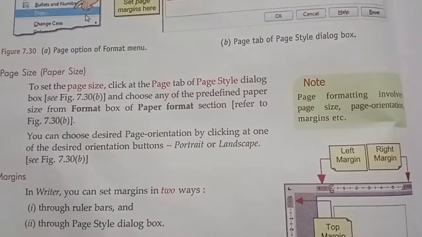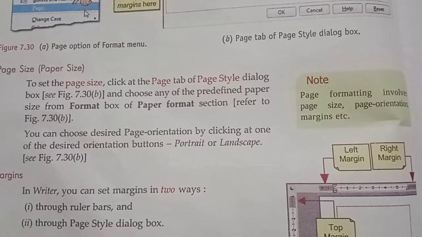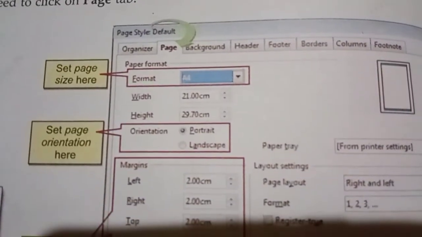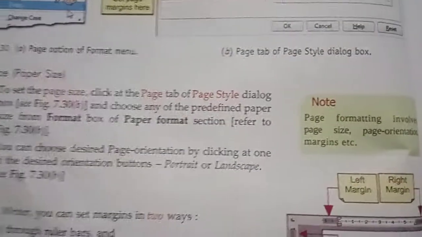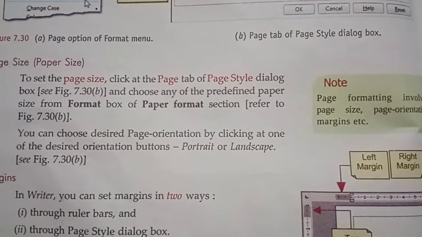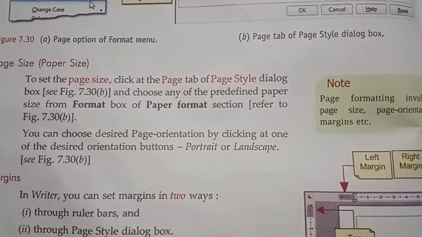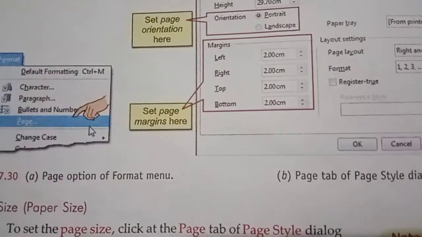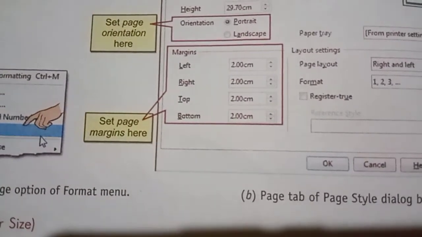Then choose any preferred paper size from the paper format section. This is the paper format section. You can choose the desired page orientation by clicking one of the orientation buttons, portrait or landscape. Next one is set page orientation by clicking portrait or landscape. We already discussed that.